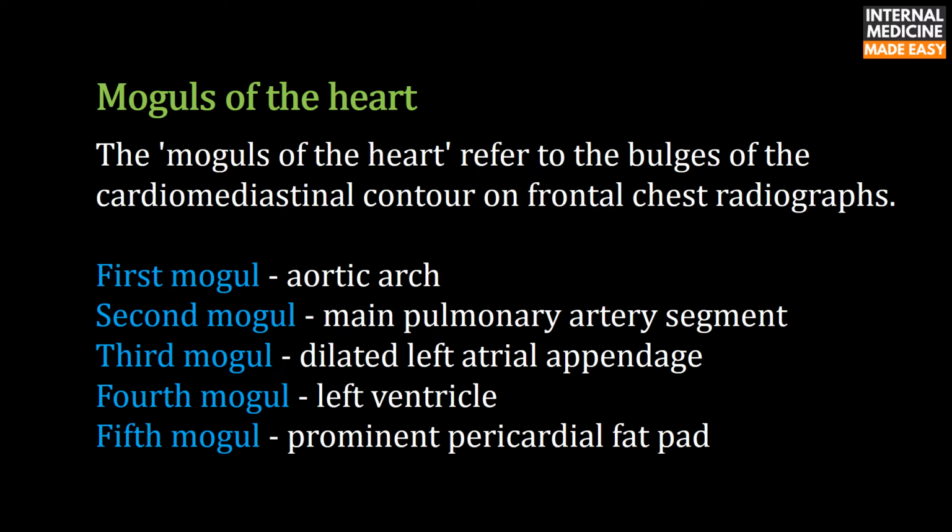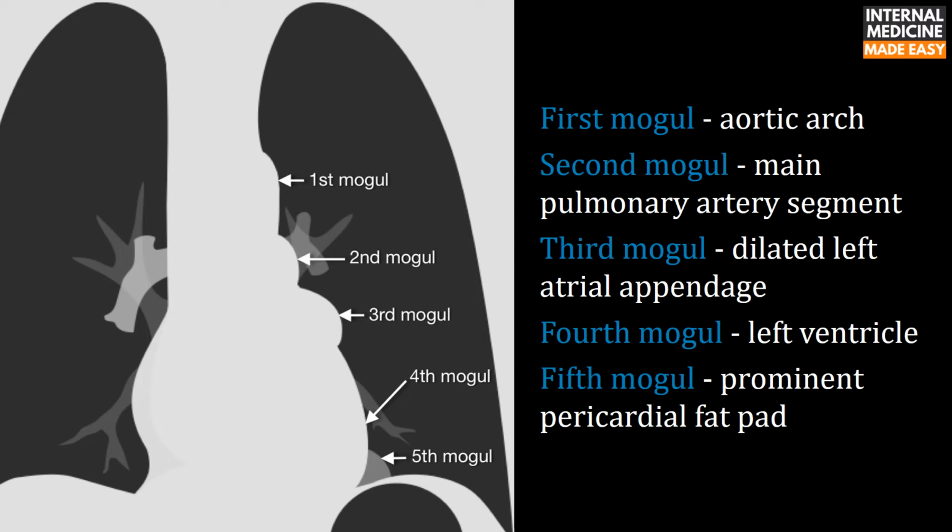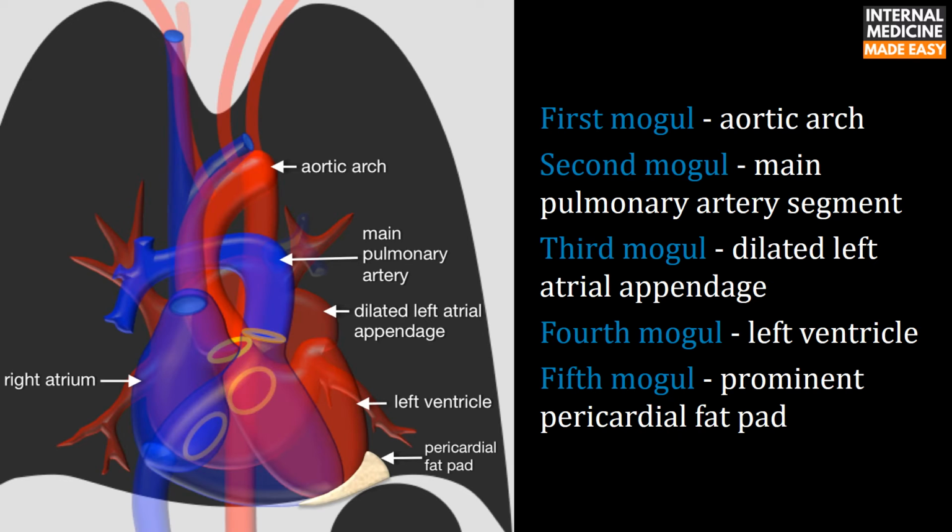The moguls of the heart refer to the bulges of the cardiomediastinal contour on frontal chest radiographs. First mogul is the aortic arch. Second mogul is the main pulmonary artery segment. Third mogul is the dilated left atrial appendage. Fourth mogul is the left ventricle. And fifth mogul is the prominent pericardial fat pad. This image shows the 5 moguls. This is another version.